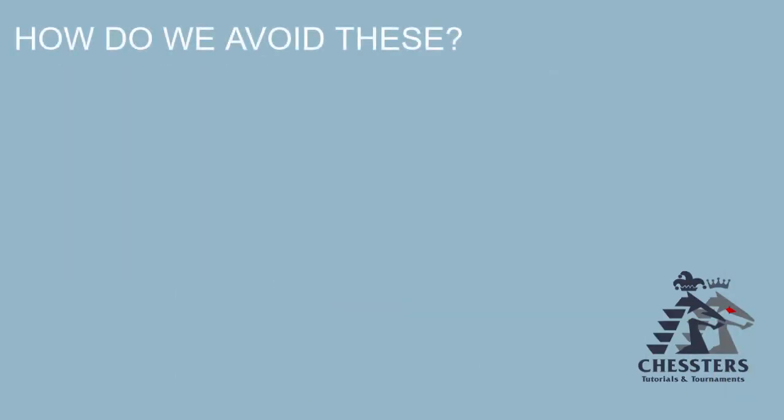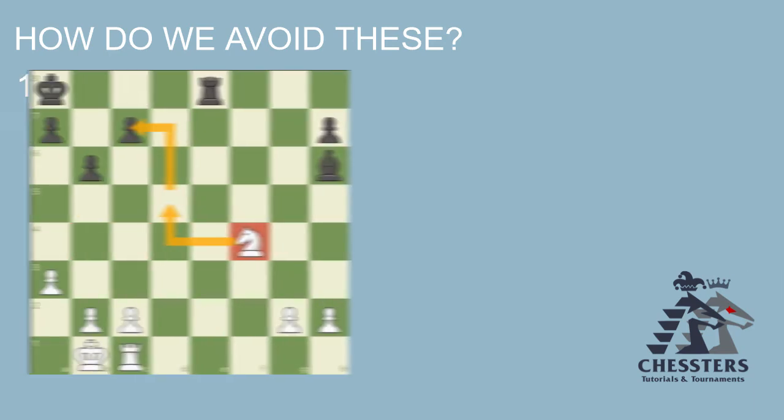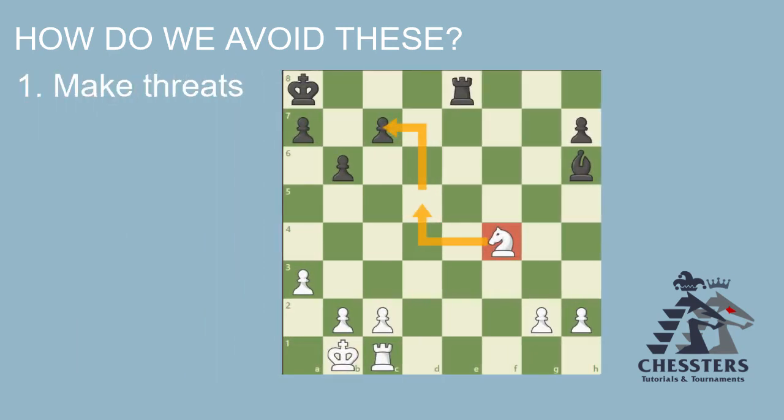But how do we avoid this? Here are a few ideas we can use to try and escape from a pin tactic. First, we can make threats with one of the pieces trapped in the pin. By doing so, it would even out the material if they commit to capturing the higher value piece.